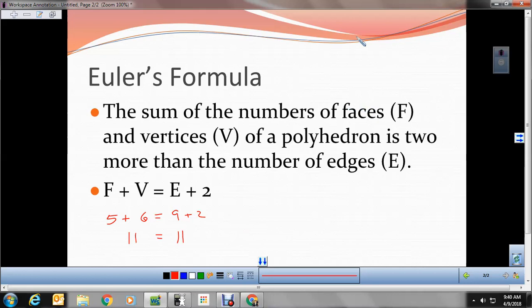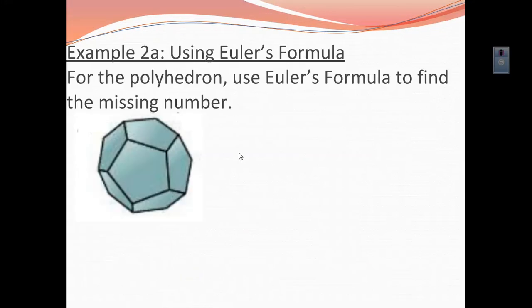Now, let's take this to another shape. For the polyhedron, use Euler's formula to find the missing number. Now, in this case, you don't have to count all this. They've given you the number of faces. We're looking for the faces. They've given you edges and vertices.